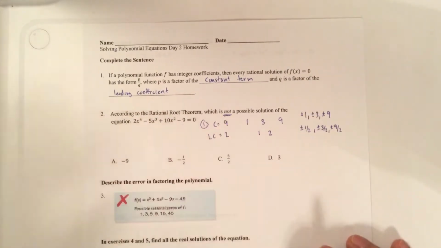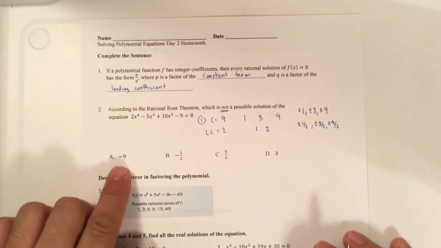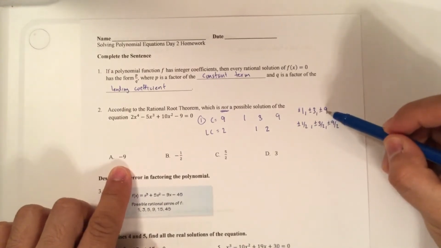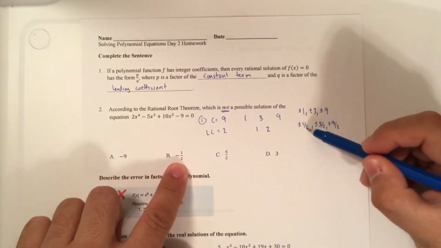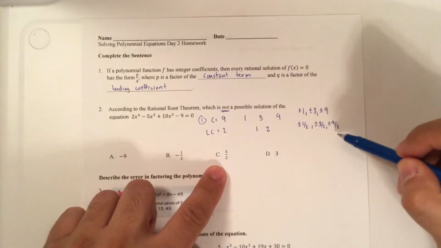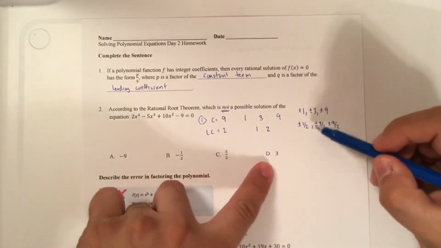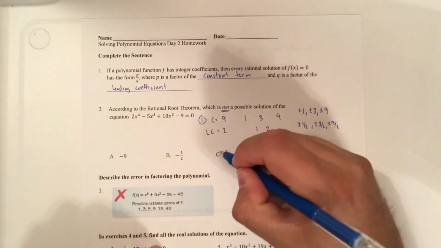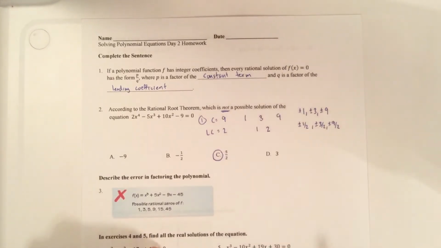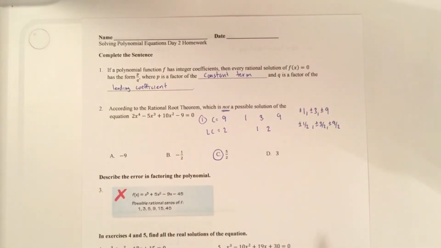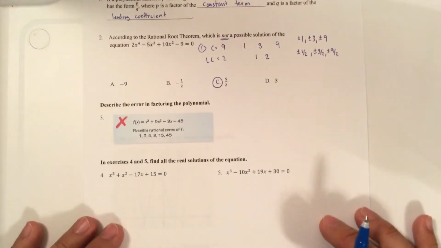Now from here it says which is not a possible solution. So -9 is right here, -9. -1/2 is right here, -1/2. 5/2 I don't see, but let's just verify. +3 we do have. So my answer that's not a solution is going to be the letter C. That one is not a solution. All right, let's take a look at number 3.